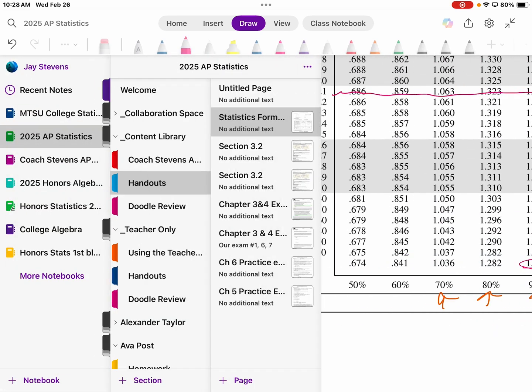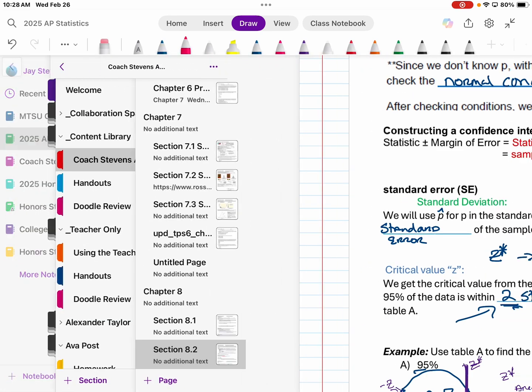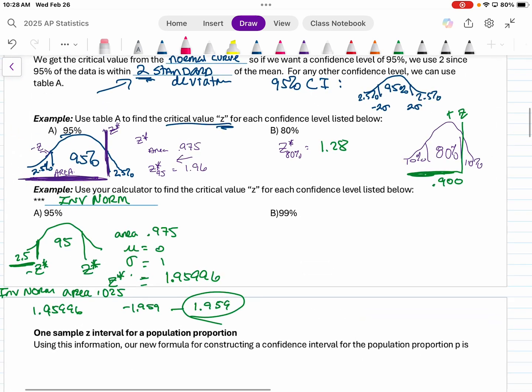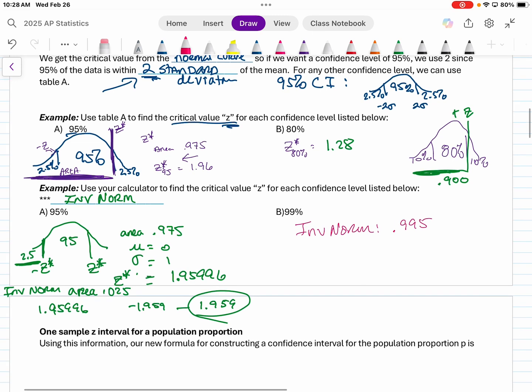All right, let's get back to the heart of our notes. Sneaking back in here, 99% confidence interval. Again, we're doing an inverse norm. Technically, 0.995 is what's to the left. That's the area, because again it's 99 in the middle, then we split up the 1% to the outside edges. So our area is 0.995. Mean is 0. Standard deviation is 1.